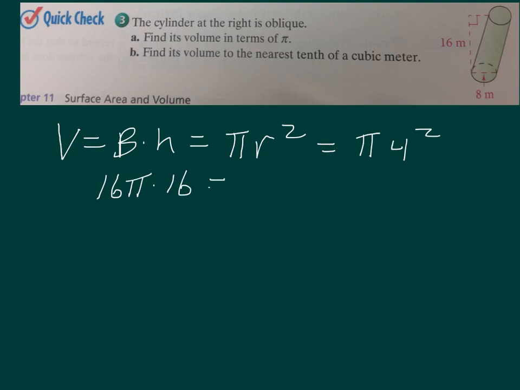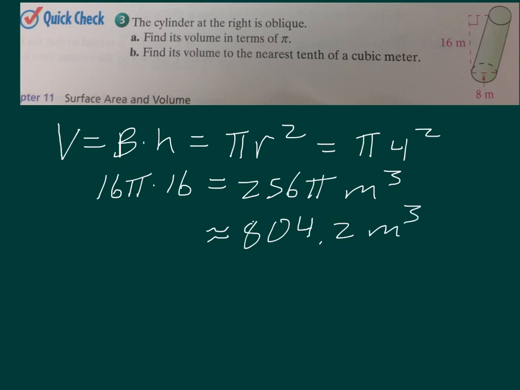So the volume in terms of pi is going to be 256 pi cubic units, which in this case is cubic meters. And then you're going to punch that into your calculator, to the nearest tenth, and you will get, for part B, approximately 804.2 cubic meters. This concludes lesson 11.4.